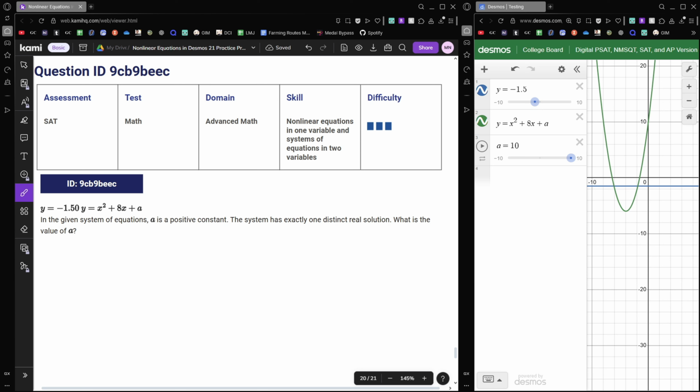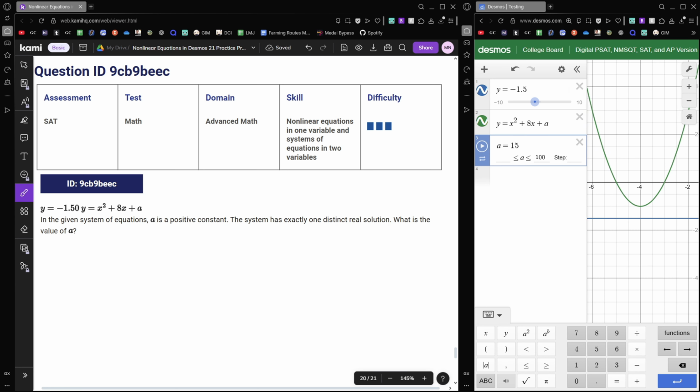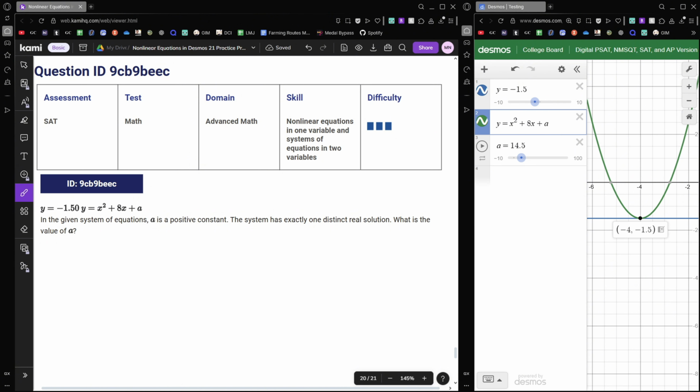Alright, we ran out of space, so let's go ahead and click the 10 next to the blue dot and change that to 100. And let's keep moving it. Okay, 14, 15. Okay, so 16 is too much. What about 15? Okay, 15 is too much. 14? 14 is too little. So now what happens is that we're going to start putting in decimals. First up in 0.5 increments. So 14.5. Oh hey look, that actually ends up giving us our answer. It only intersects at exactly 1 point when a is equal to 14.5.